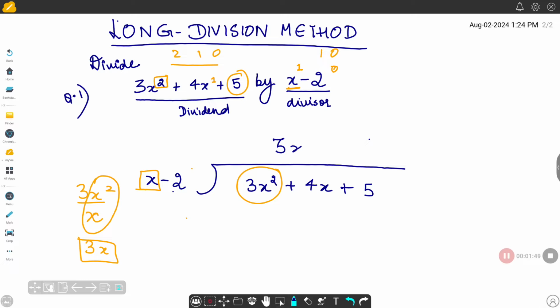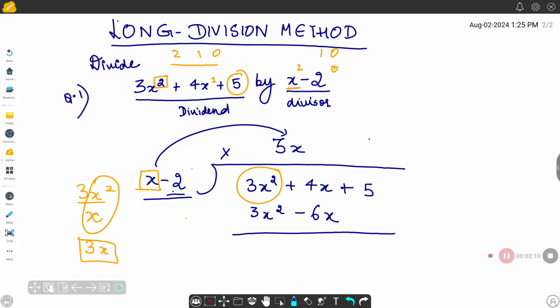Now this x minus 2, this whole divisor, is to be multiplied by 3x. So by the distributive property, x into 3x gives me 3x square. And then minus 2 into 3x will give me minus, or negative, 6x. Now as in the general division also we do the subtraction with the numbers, so same with the polynomials.